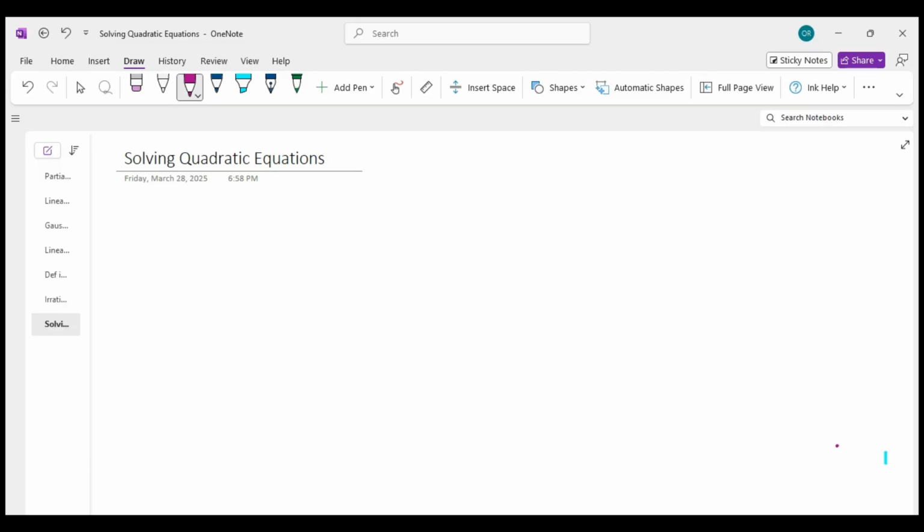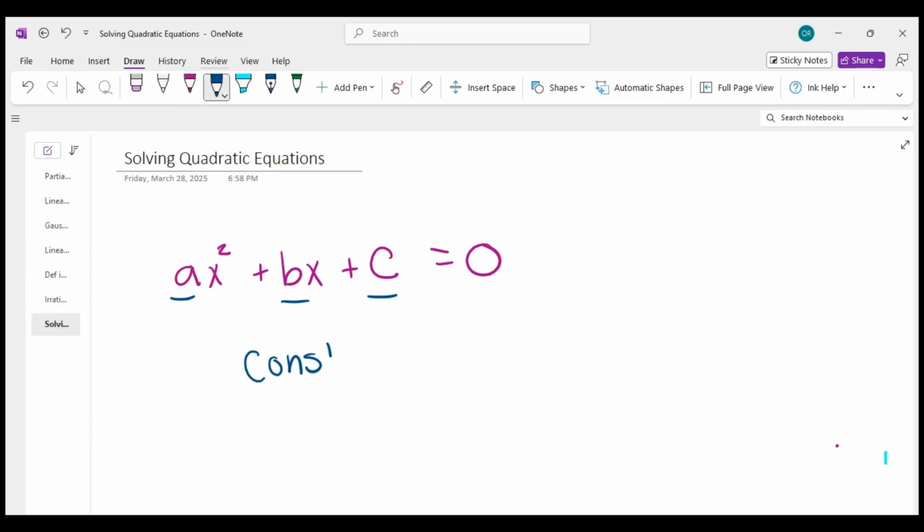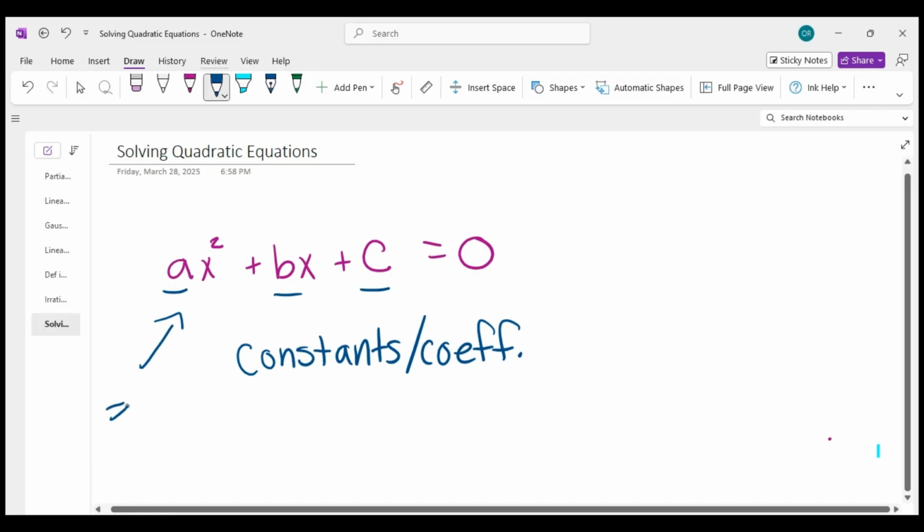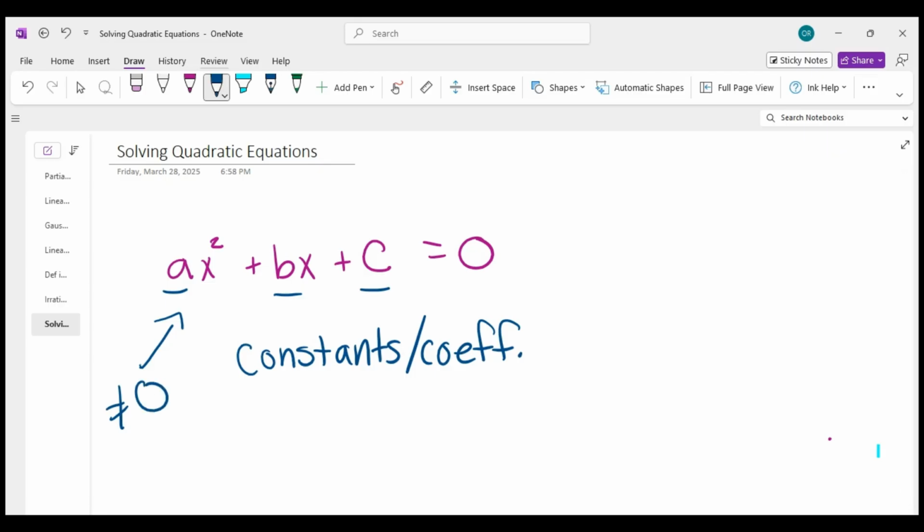And so the standard form you'll see is ax squared plus bx plus c, and this has to equal 0 for the standard form. Now, a, b, and c are all stand-ins for constants, in other words, coefficients. But it's important to know that a cannot equal 0 for the standard form.